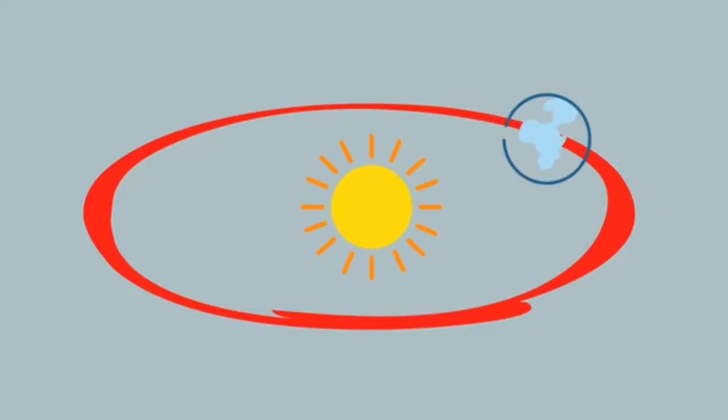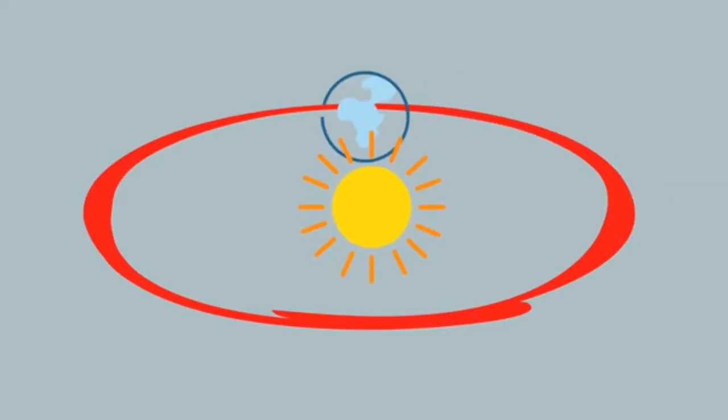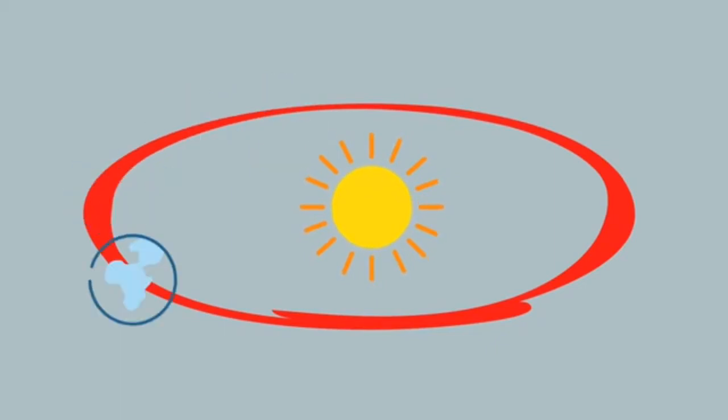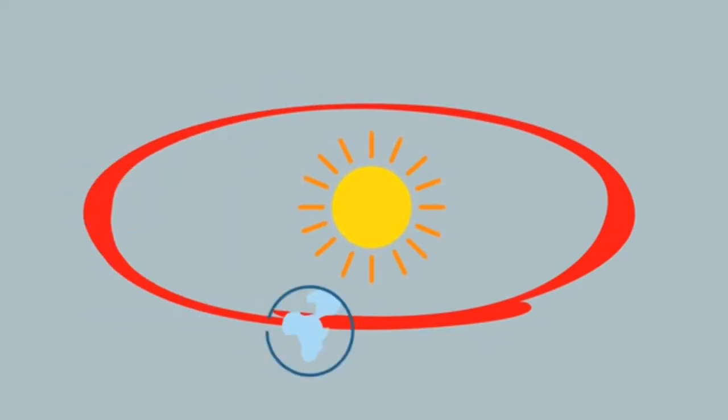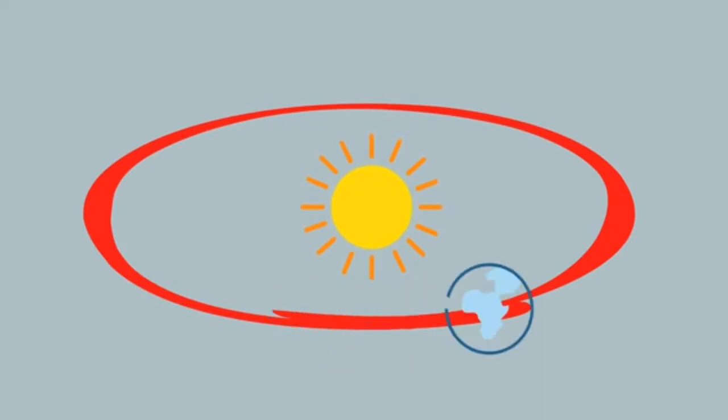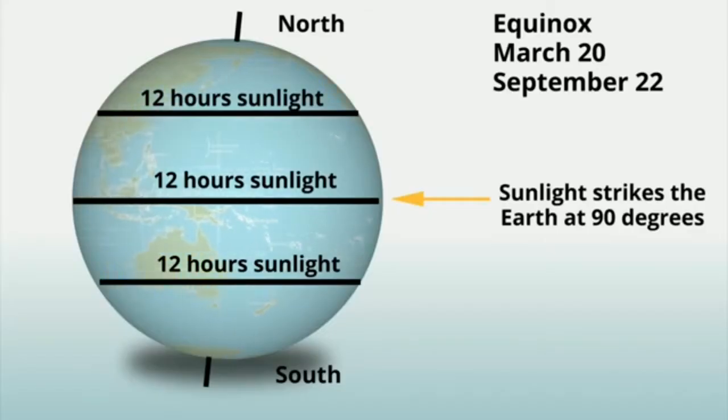Because the Earth is tilted at a 23.5-degree angle and also rotates and revolves around the Sun, the length of the day varies throughout the year. During each equinox, both hemispheres receive almost equal amounts of sunlight, 12 hours of daylight and 12 hours of nighttime.